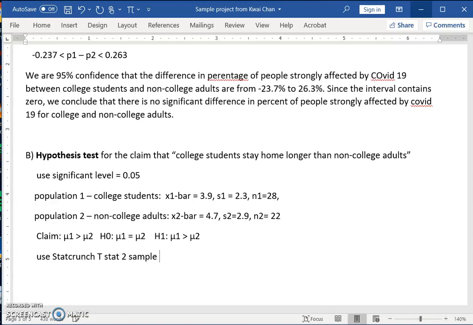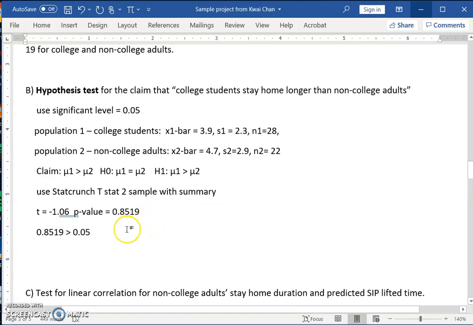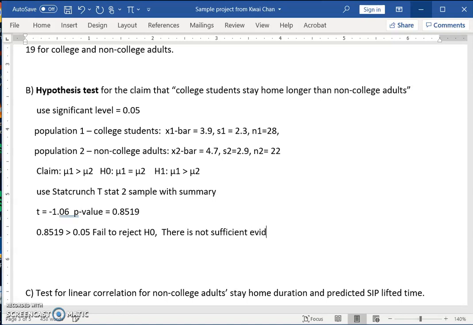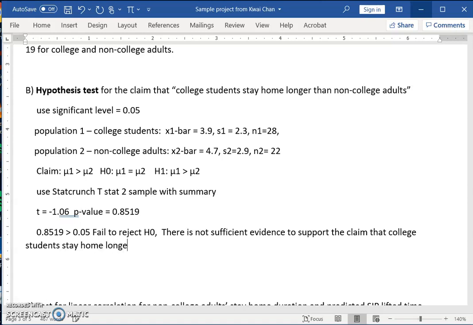to sample with summary. So we enter the summary. The output is t equal to negative 1.06. P-value is equal to 0.8519. So our initial conclusion: the p-value is greater than 0.05, using our default significance level of 0.05. So fail to reject H0. So the conclusion is there is not sufficient evidence to support the claim that college students stay home longer than non-college students during the shelter in place.